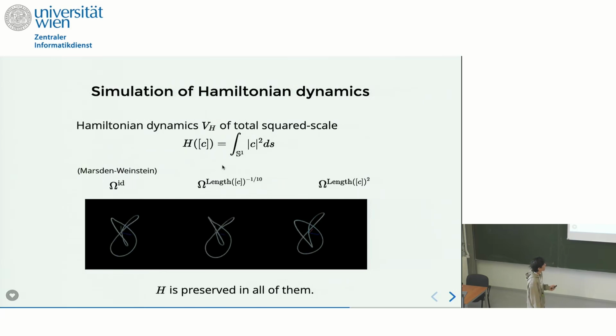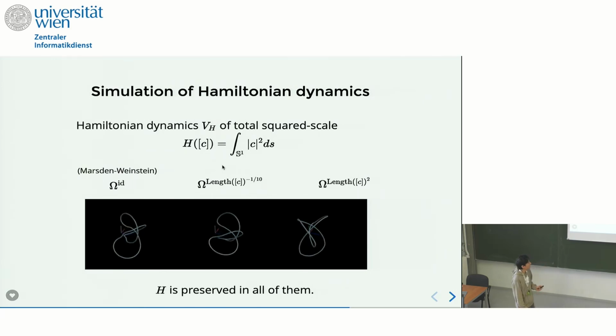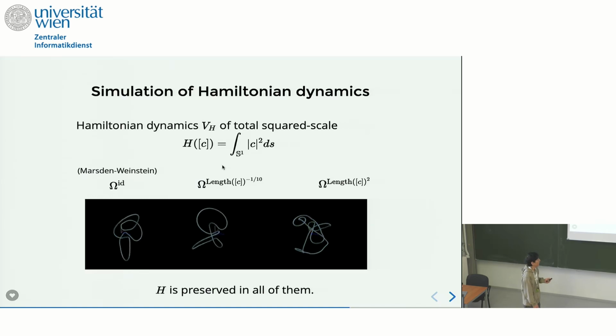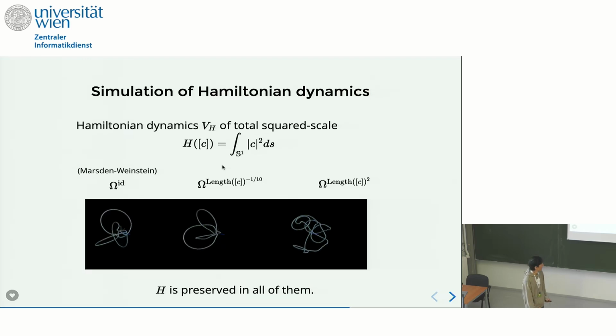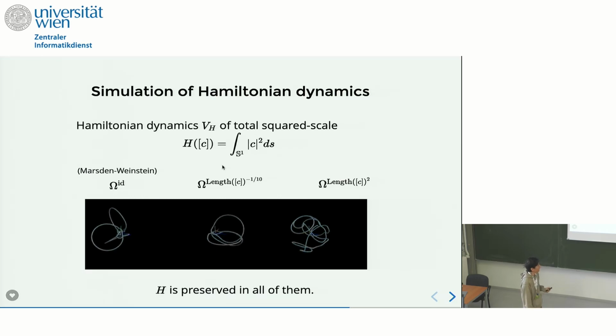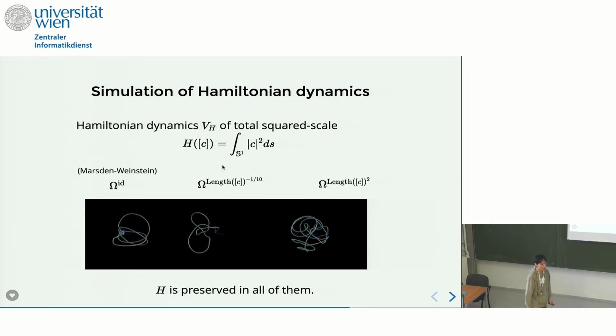For this, I pick a specific Hamiltonian function, the total squared curvature. I just take the squared curvature and integrate it over the curve. And I give three different symplectic structures. The first is the classical Marsden-Weinstein one, and in the middle and on the right I have two symplectic structures coming from different choices of conformal factors. You can see that the Hamiltonian dynamics are very different, at least visually.